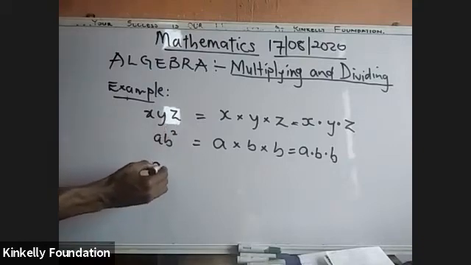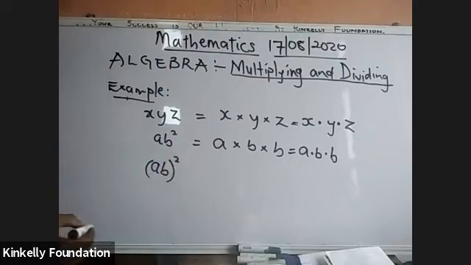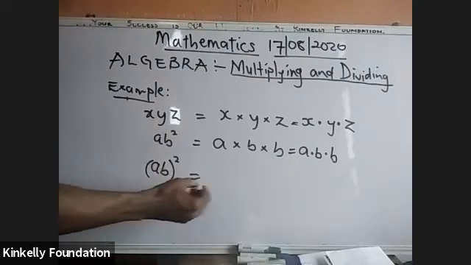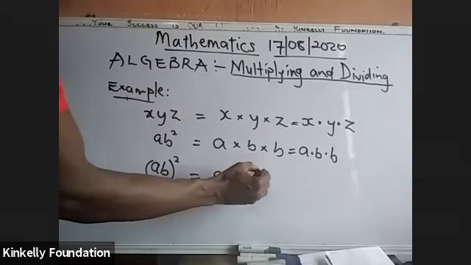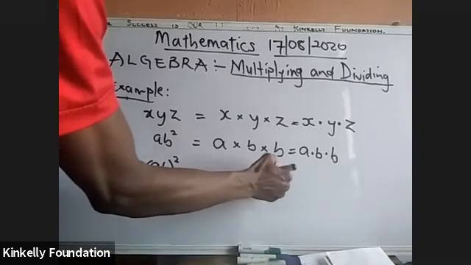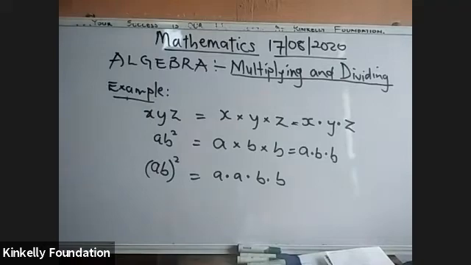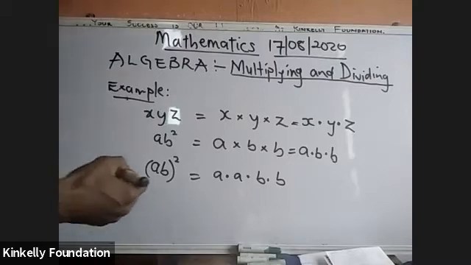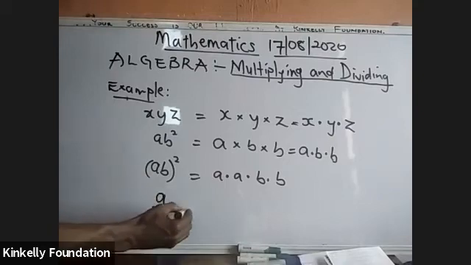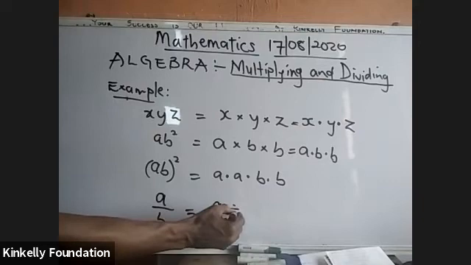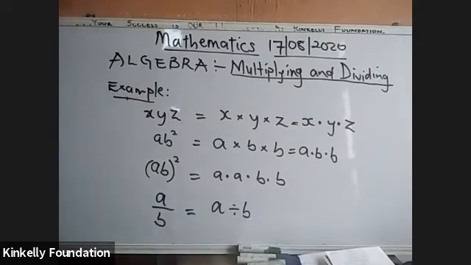If you see something like this, ab squared, it means what? A times A times B times B. This is what this means. So it is good that we know these basics. And when we talk about A over B, it means A divided by B. So these are the basics of multiplying and dividing in algebra.